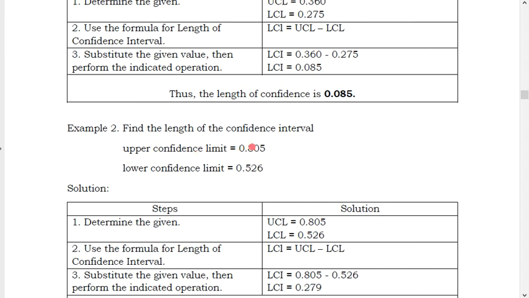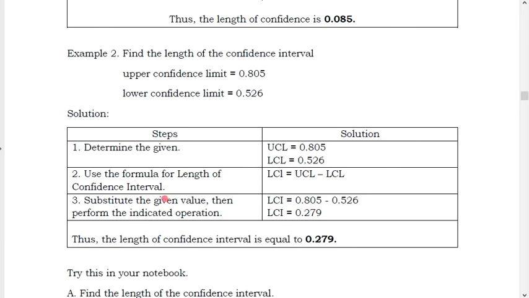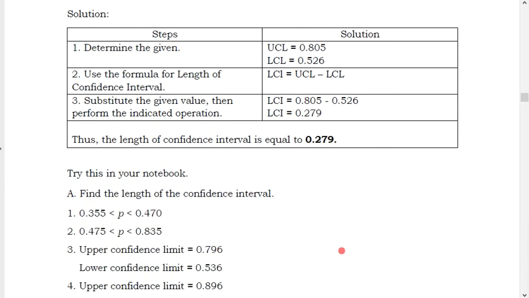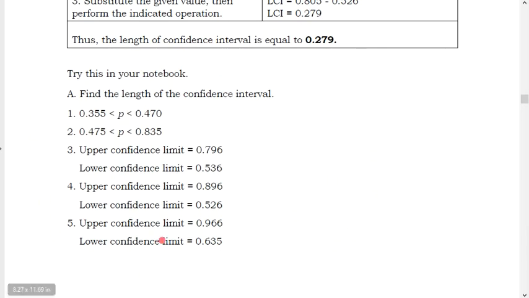Number 2, find the length of the confidence interval whereby the upper limit is 0.805 and the lower confidence limit is 0.526. Okay, so again, we have this solution. LCI is equal to UCL minus LCL. So LCI will be 0.805 minus 0.526, which is equal to 0.279. Thus, the length of the confidence interval is equal to 0.279. Okay, try this later.